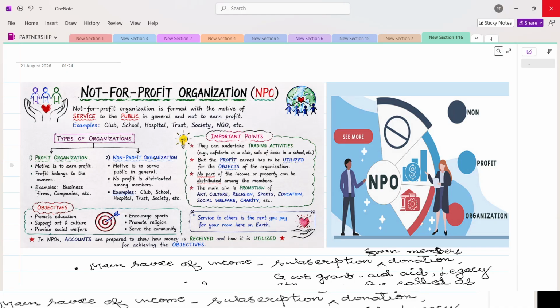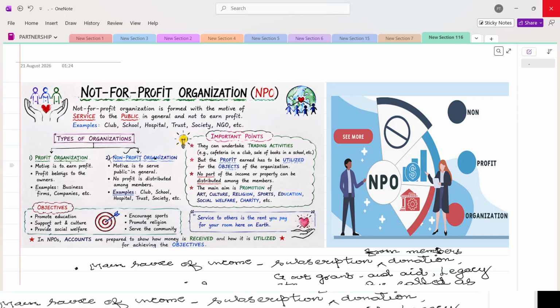What is the motive of a profit organization? What all comes under it? A sole proprietorship or your company, everything will come under profit organization. Motive means purpose. Their purpose is to earn profit. But here, the purpose is not to earn profit. That is why the name itself suggests that it is a non-profit organization. What is then the motive? The motive is to serve the public in general or a specified group of people.